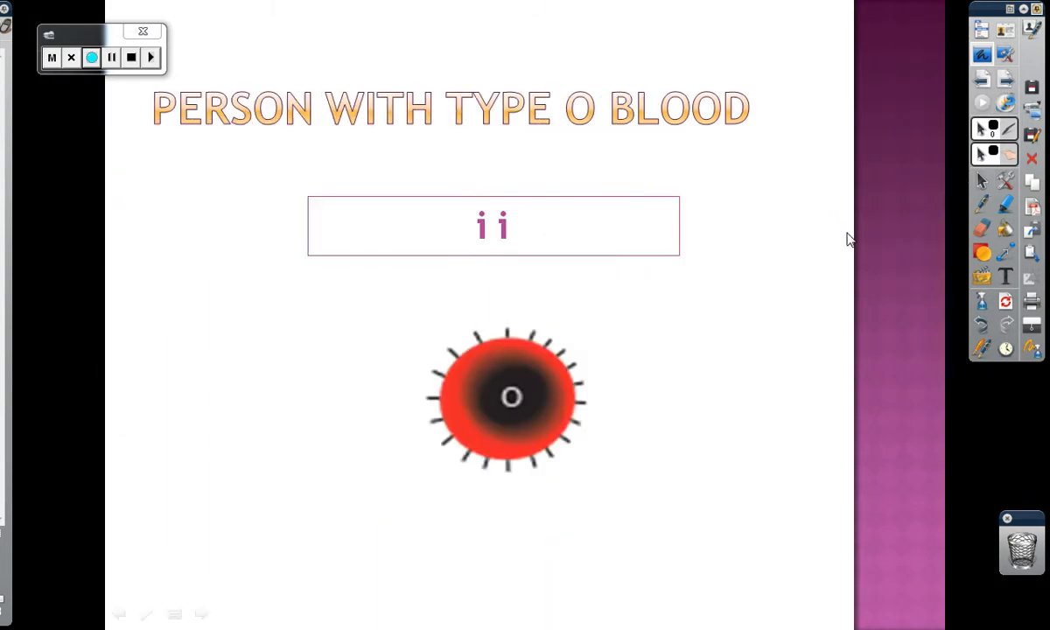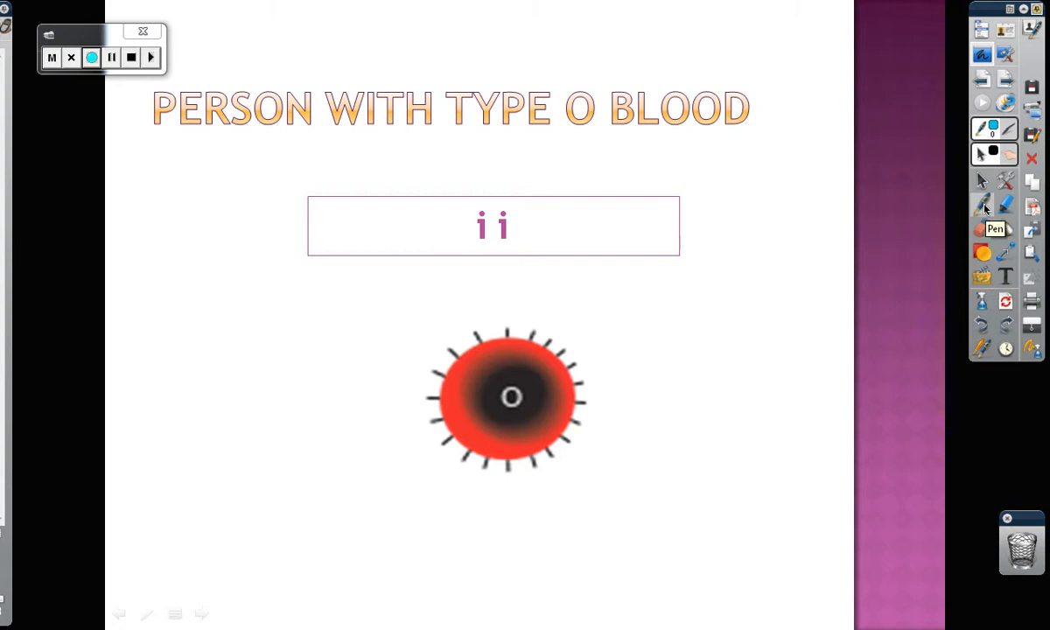All right, then lastly we have our type O blood. This is homozygous recessive, both little i's. All of their blood cells are going to be those naked blood cells like I mentioned. Since they have no antigenic markers, does it matter if they have antibodies for type A blood? That's not going to hurt them. So of course, they will have antibodies for type A blood.